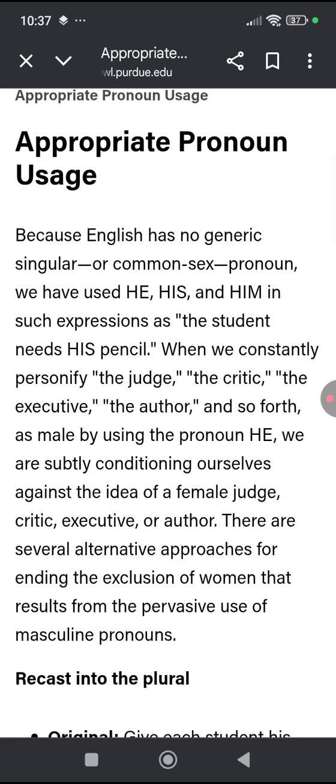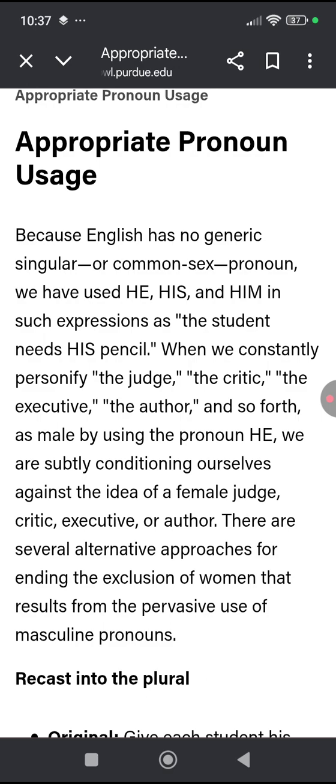So, appropriate pronoun usage. Because English has no generic singular or common sex pronoun, we have used he, his, him in such expressions as the student needs his pencil. When we constantly personify the judge, the critic, the executive, the author, and so forth as male by using the pronoun he, we are subtly conditioning ourselves against the idea of a female judge, critic, executive, or author.